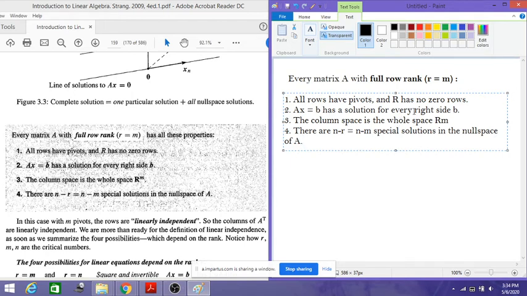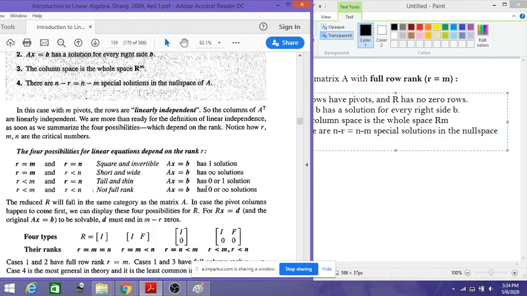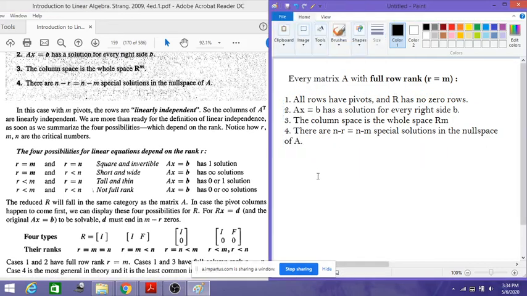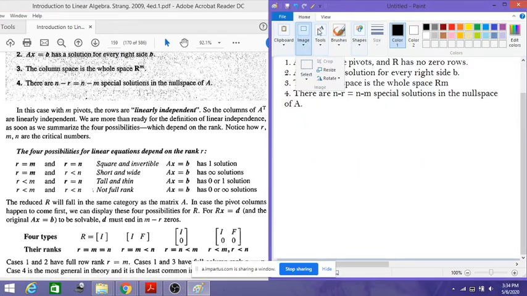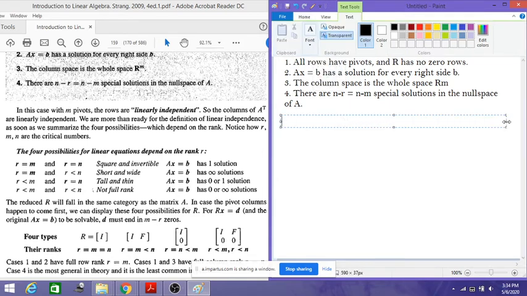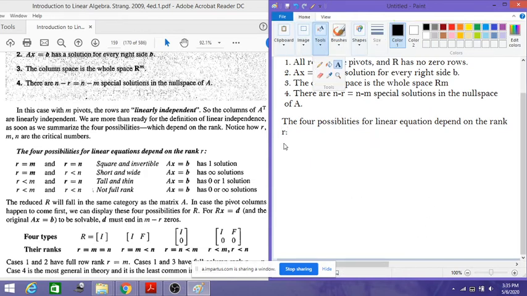full row rank. Now we will see the linear independent case, which we will discuss later anyway. So what are the four possibilities for the linear equation that depend on the rank? This is another case here. So let us write here the four possibilities for linear equation depending on the rank R.